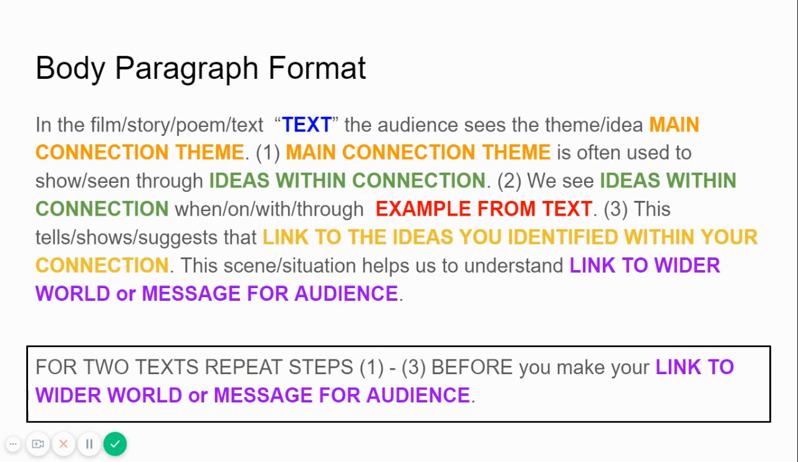So this format at the top is actually what you would use if you were writing about a single text. If you're writing about two texts in one paragraph, you'd repeat 1, 2, and 3. So that explanation, example, and link to your connection for your second text all within the one space.